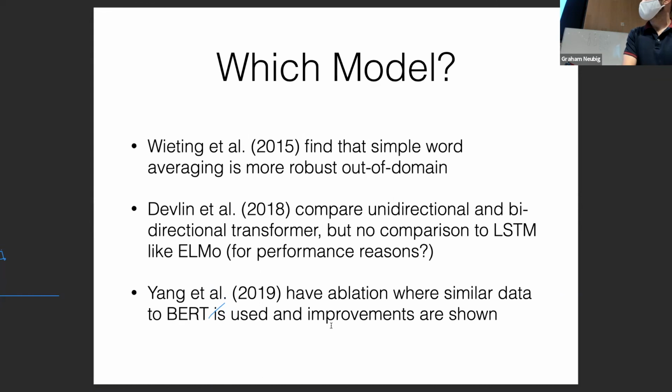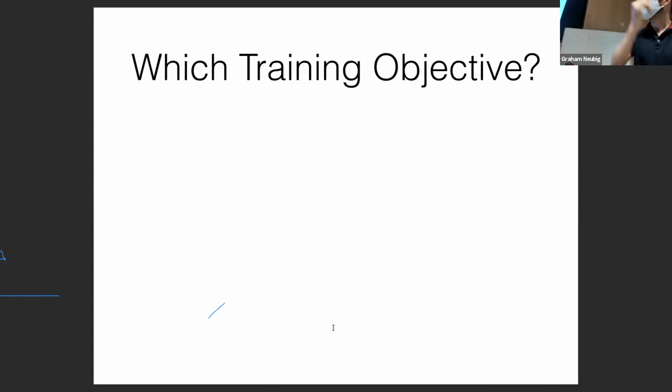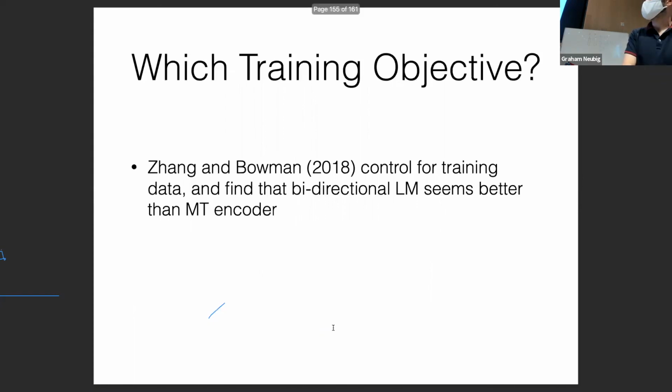The XLNet paper did ablations where similar data to BERT was used and improvements were shown. So the XLNet method seems to be pretty good. Which training objective? There are some examinations into this. All of these are in the references, by the way, so if you find them interesting, you can take a closer look.